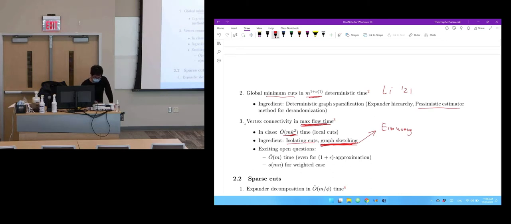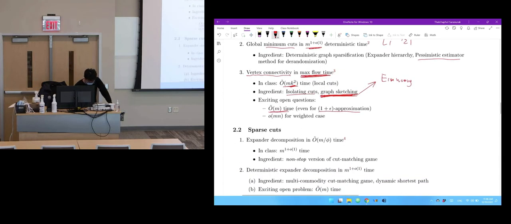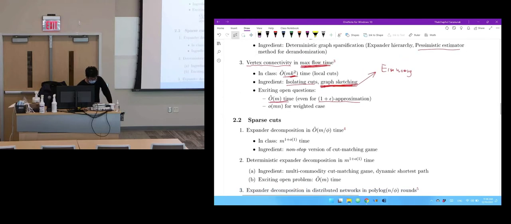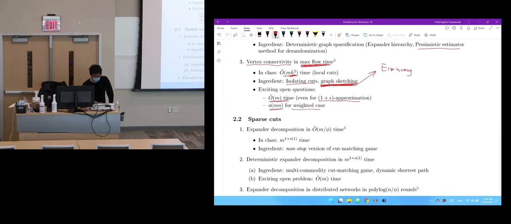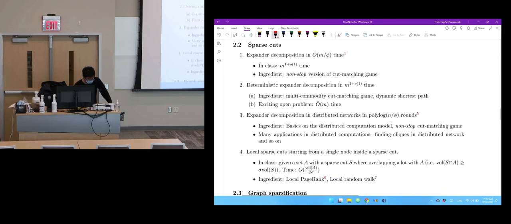But anyway, for vertex connectivity, this is not quite solved because one can hope for nearly linear time, not max flow time. And this is open even for approximation. And in the weighted case, the best algorithm is m n, and anything below m n would be great already.